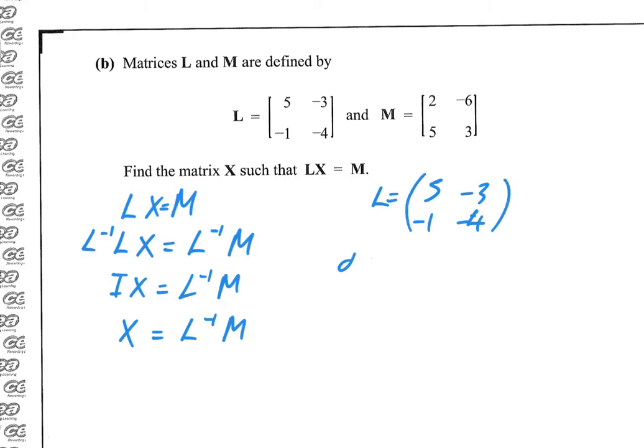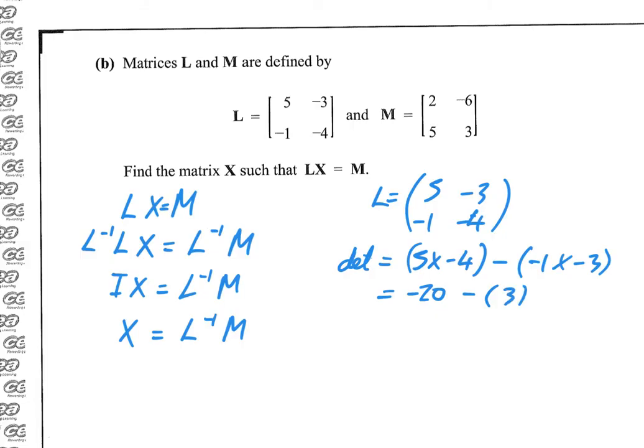First of all, your determinant is the product of the leading diagonals, so 5 times minus 4, minus the product of the other diagonals, so minus 1 times minus 3. That's going to be minus 20 minus, and that's going to be plus 3, which is going to be an ugly number, minus 23. Hopefully that's right.